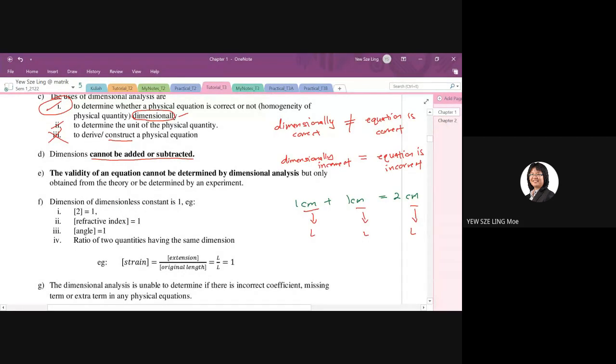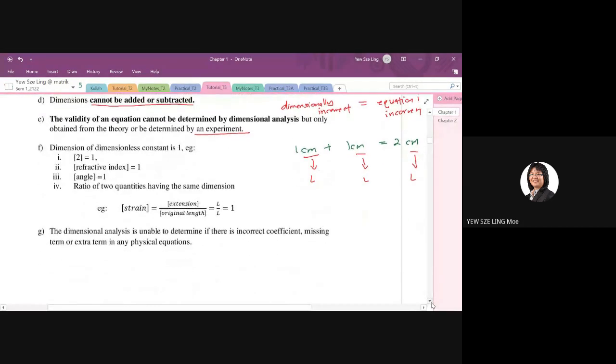The validity of an equation cannot be determined by dimensional analysis, but only obtained from a theory or determined by an experiment. That's why I say if you want to construct an equation, then you need to do an experiment. But this is no longer in our syllabus, so we are not going to look at it.